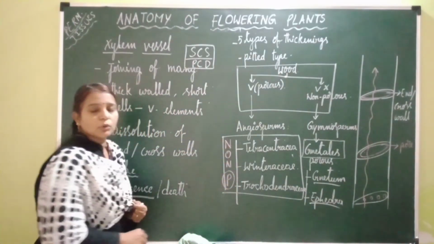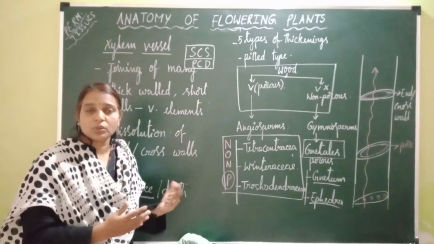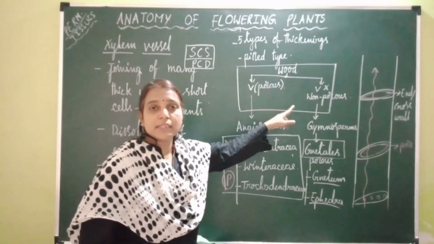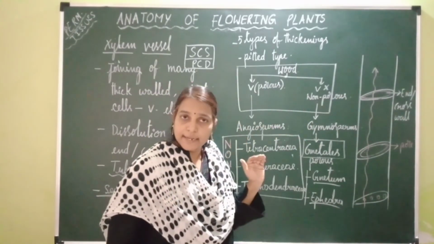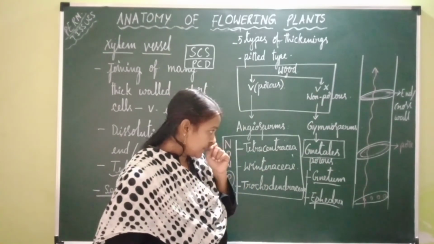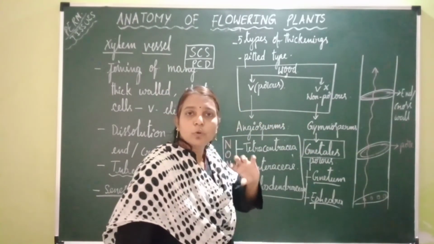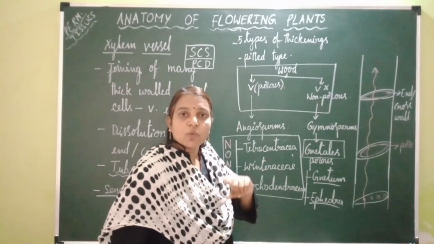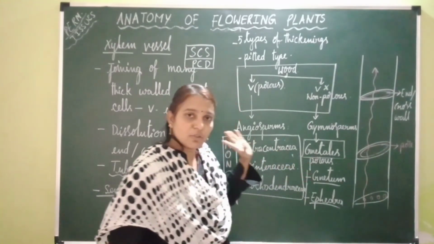I will just repeat. Based on the presence or absence of vessels, wood is of 2 different types. If vessels are present in the wood, it is called porous wood. If vessels are absent, it is called non-porous wood. We already studied that gymnosperms lack vessels in their xylem, so non-porous wood is present in gymnosperms. But in one advanced group of gymnosperms called Gnetales, the xylem consists of vessels, and hence this group consists of porous wood.